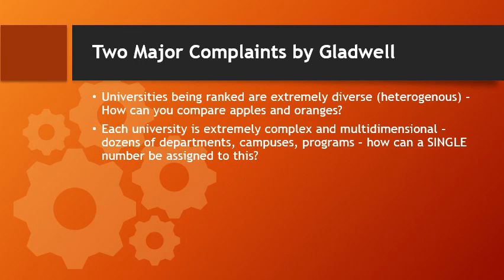Malcolm Gladwell registers 2 complaints about this process. One of these is that the universities being ranked are extremely diverse, heterogeneous. So it's sort of like comparing apples and oranges. The second complaint that he registers is that each university is very complex, and so for example, one of the universities may have dozens of departments, campuses, programs. How can we take a single number and assign it to a university? And this is certainly a valid complaint. But we will see that there are other problems which Malcolm Gladwell does not bring up.